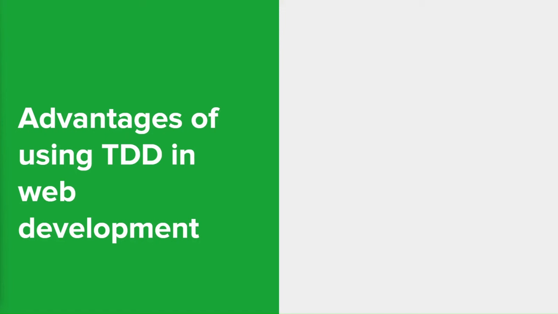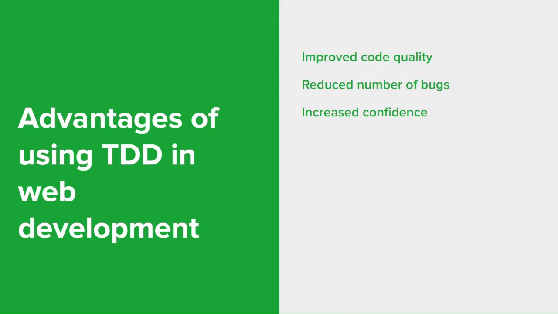So let's look at some advantages of using TDD in web development. The main one obviously is that it helps improve the quality of your code, because it forces developers to think really carefully about the design and implementation of their code before they actually start writing it. This leads to cleaner, more modular and more testable code as well. TDD helps to catch bugs really early in the development process, which saves time and money in the long run. It gives developers confidence that their code is working as expected. This can lead to faster development and a more positive development experience.